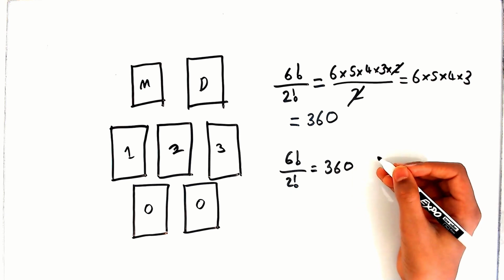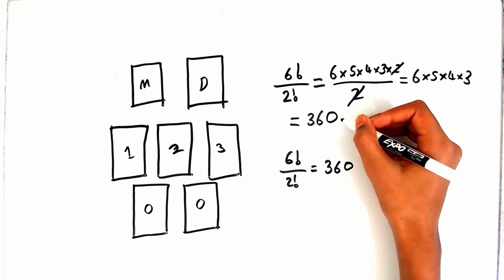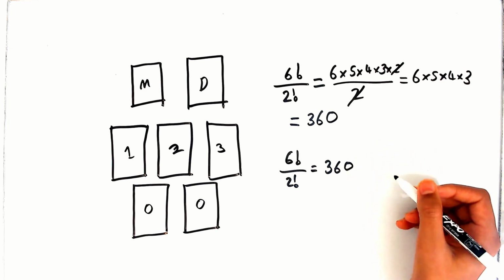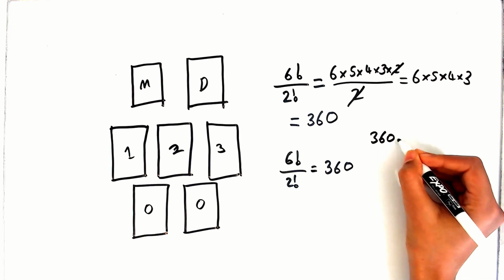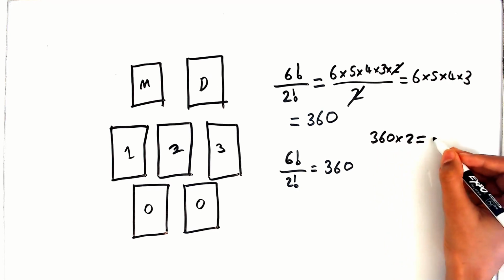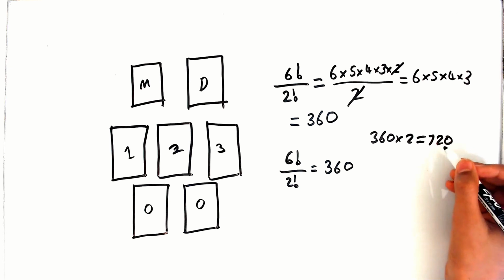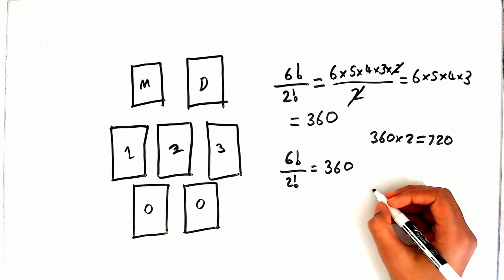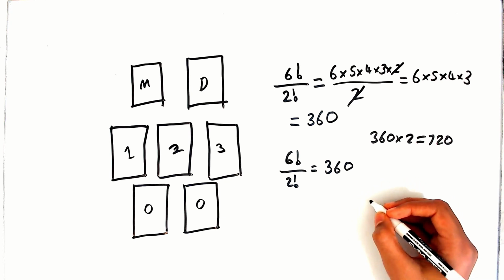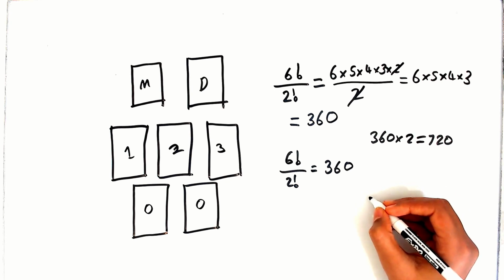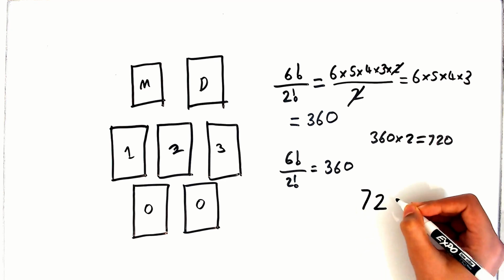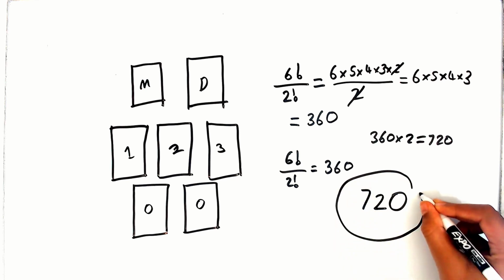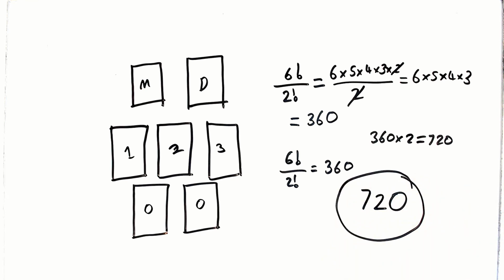So that means all we have to do is add both of them. So if we add 360 plus 360, technically 360 times 2, it equals 720. So that means the family of 5 people can sit in a 7-seater car 720 ways. So they can all be seated 720 ways. So that's the answer.